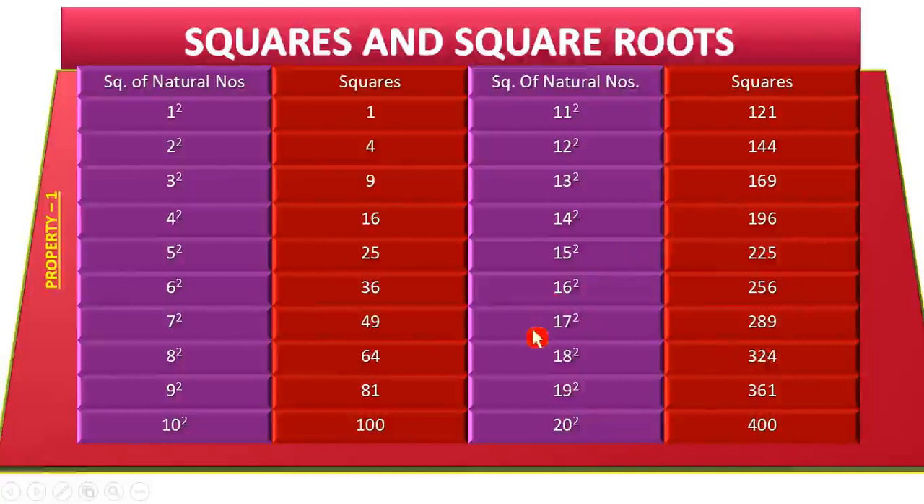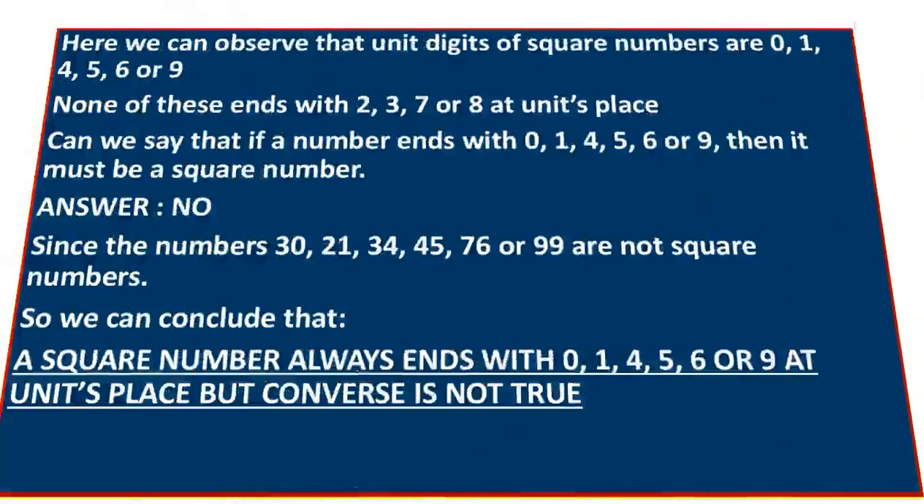So can we say that if a number ends with 0, 1, 4, 5, 6 or 9, then it must be a square number? Your answer will be no, because the numbers 30, 21, 34, 45, 76 or 99 are not square numbers even though they end with 0, 1, 4, 5, 6 or 9. So these are not square numbers.